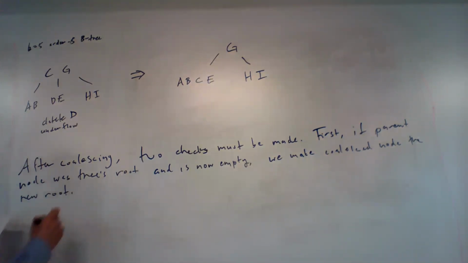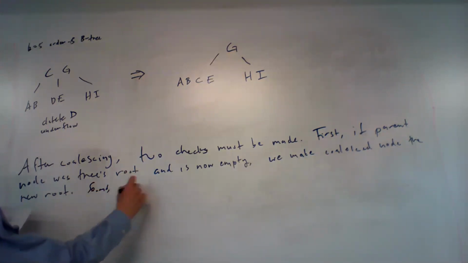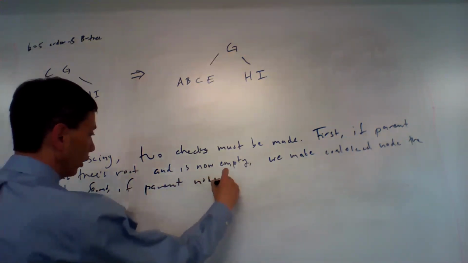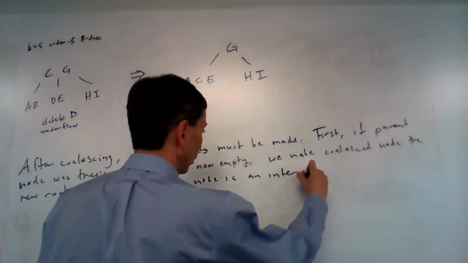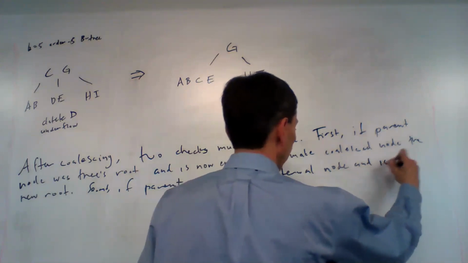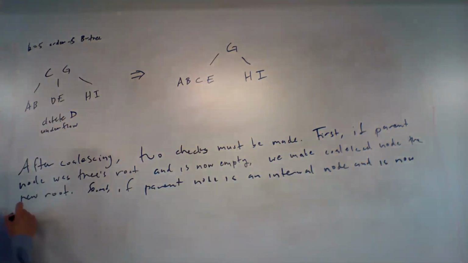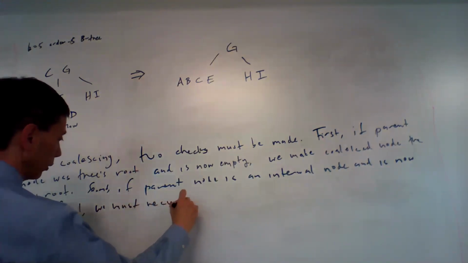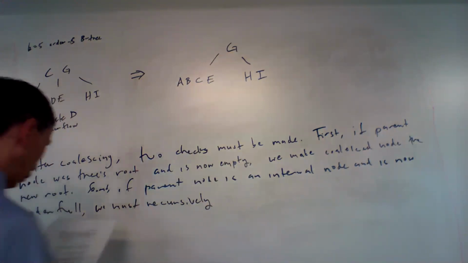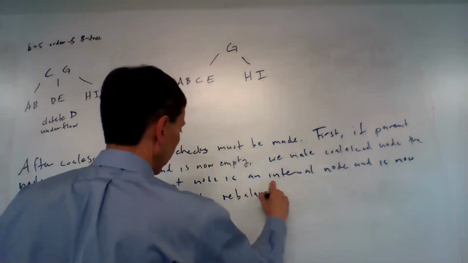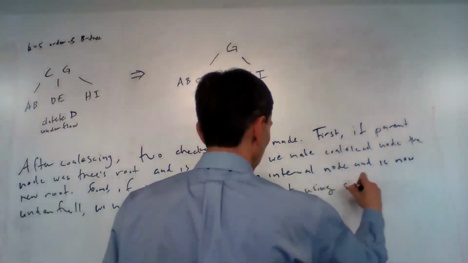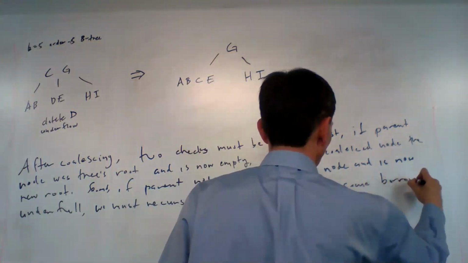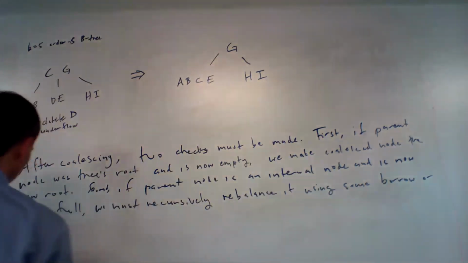And second, if the parent node is an internal node and is now underfull, we must recursively rebalance it using the same borrow or coalesce strategy.